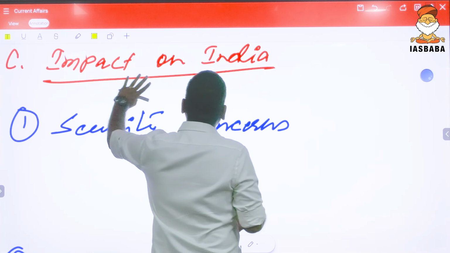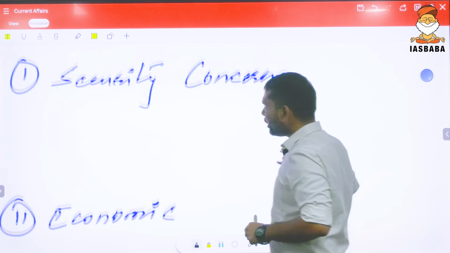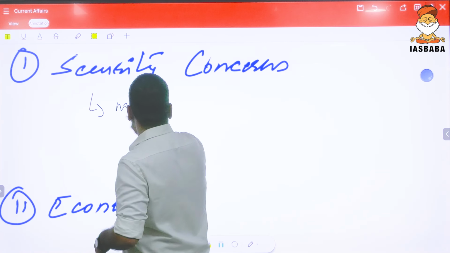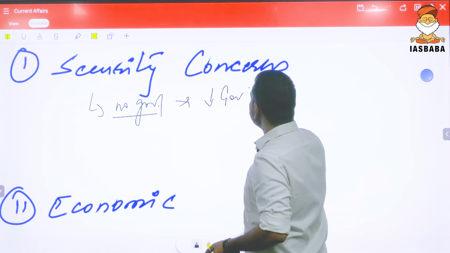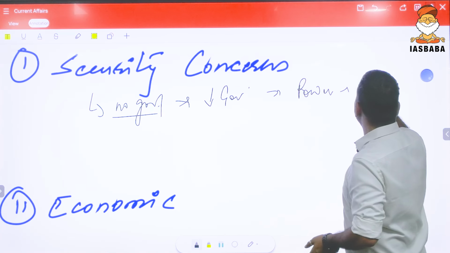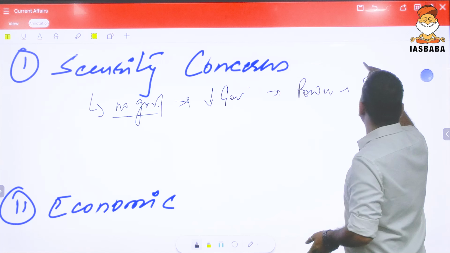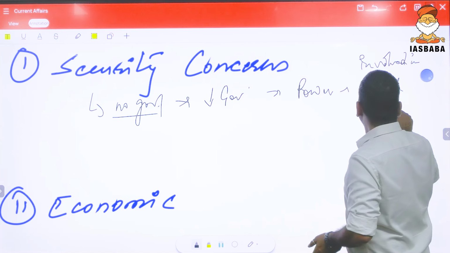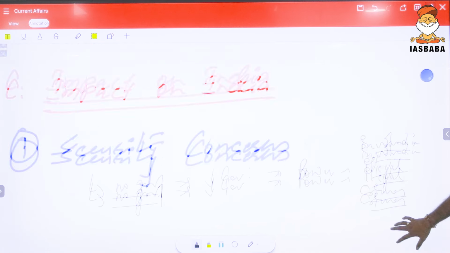Now we have to see this impact on India's relations. So first is security concerns. You all know that if there is no governance, no government, and protest is going on, there is no government to take care, so there will be lack of governance, and this gives power to who? The illegal elements, those involved in illegal crimes. They will get some power and they'll start to do something or the other, right? Then the impact of this protest that is going on in Nepal.